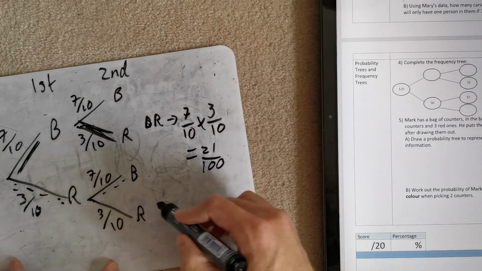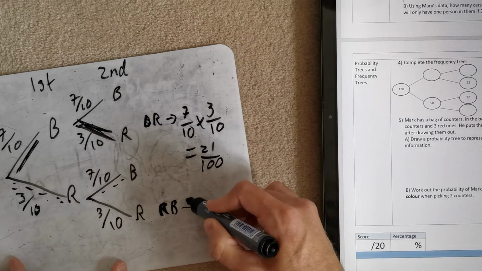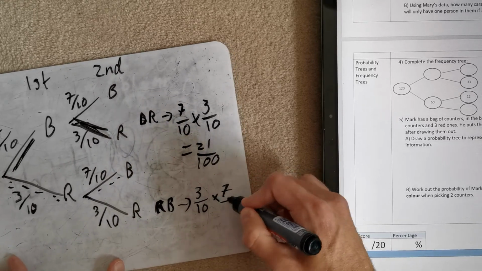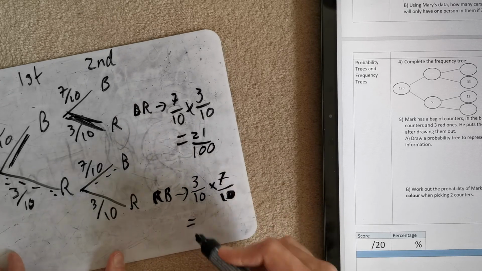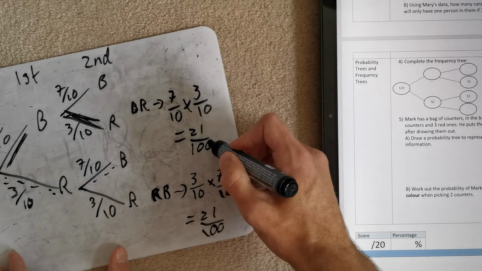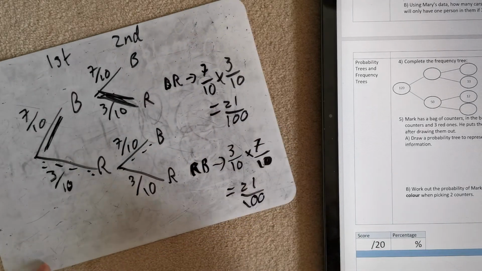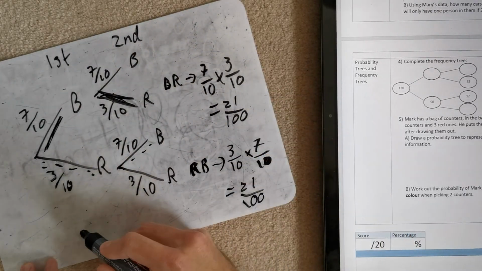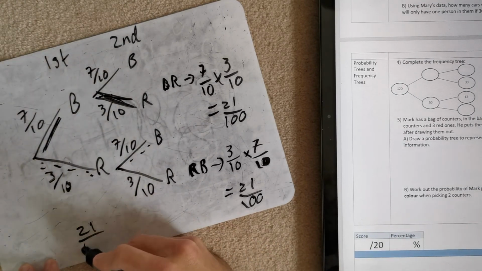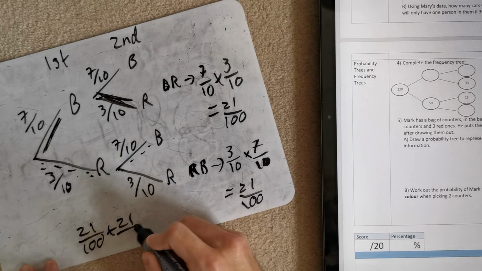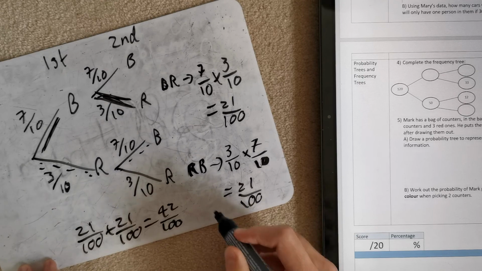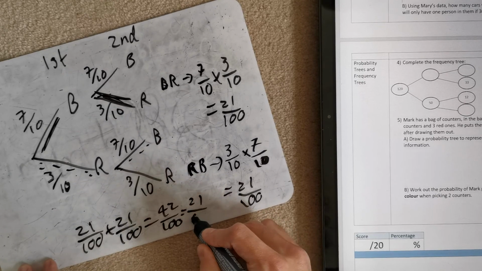Now, if you got red and then black, that is going to be pretty much the same thing. 3 out of 10 times by 7 out of 10. Okay, and that will be, again, 21 out of 100. So it's this or that. So when it is this or that, we add them together. So 21 out of 100, add 21 out of 100 would be 42 out of 100, or 21 out of 50. Hope it helps.